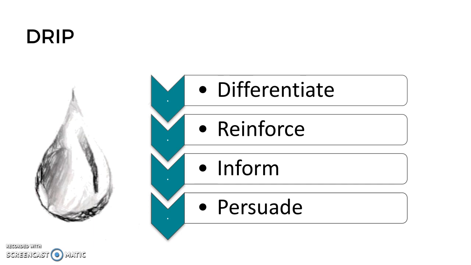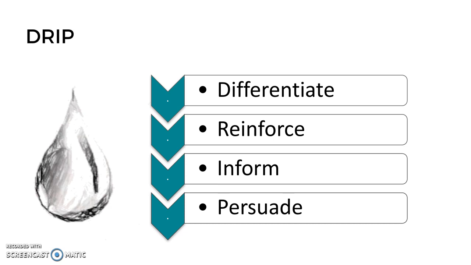So the first step, of course, is to decide what the objective is for your campaign. The DRIP model shown here is used to support marketing communications planning and is useful when setting broad communication goals. So it can be applied when launching a new product or repositioning an existing business, for example. So DRIP stands for differentiate, reinforce, inform, and persuade. And it can be an alternative to the AIDA model.